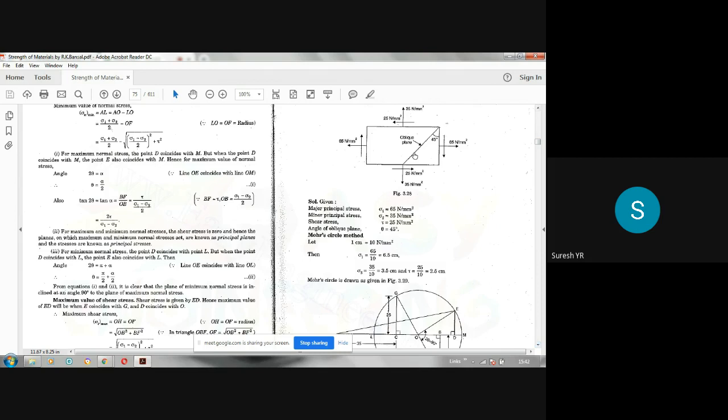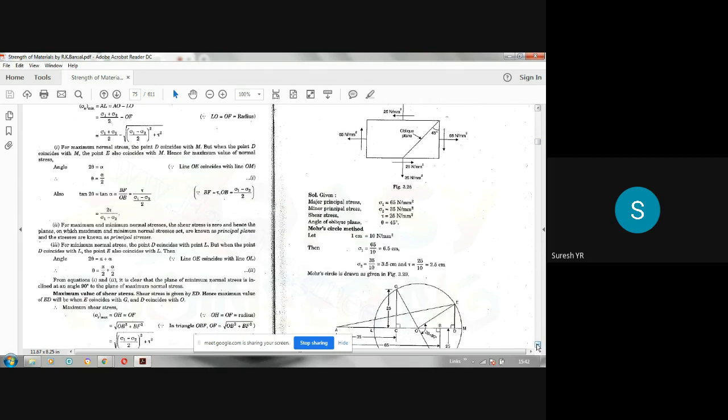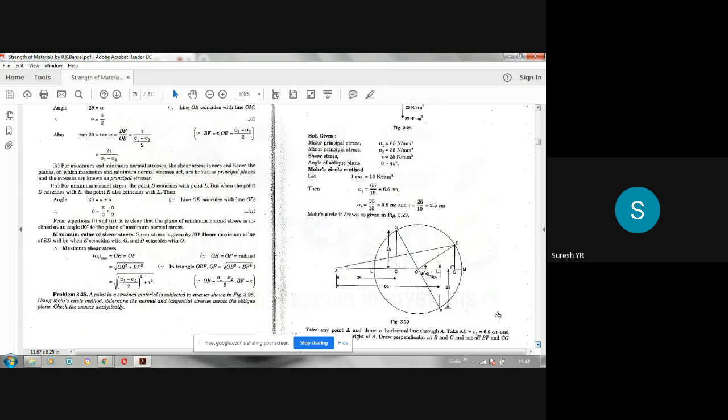Now to get the normal stress and shear stress on the oblique plane, what you have to do is, draw a line which makes an angle of 90 degrees in the anti-clockwise direction. This is very important. Not like this. So from the GF line, take 90 degrees in the anti-clockwise direction. Draw a line. So this is 90 degrees. That line OE cuts the Mohr circle at E.